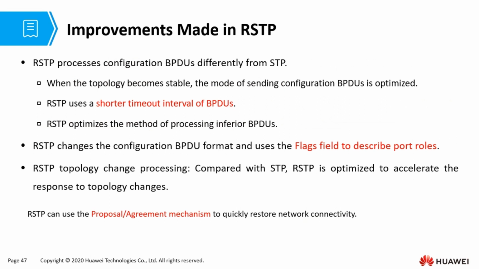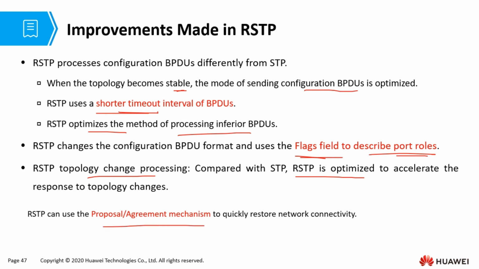RSTP processes the configuration BPDU differently from STP. When the topology becomes stable, the mode of sending the configuration BPDU is optimized, using a shorter timeout interval of the BPDU. They also optimize the method of processing the inferior BPDU. RSTP changes the configuration BPDU format and uses the flags field to describe the port roles. The topology change processing is optimized to accelerate the response to topology changes. Remember how they achieve this: they use the proposal agreement mechanism.